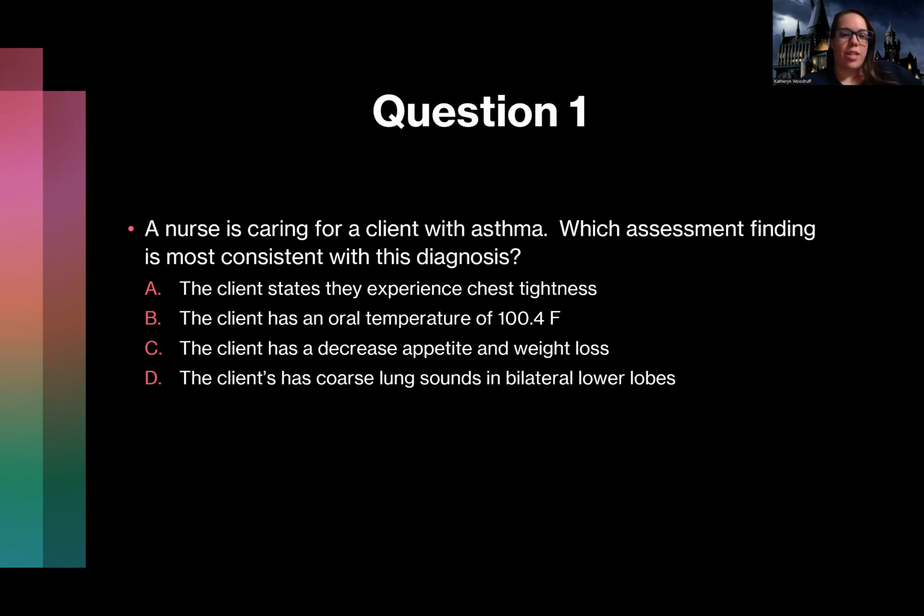Let's go. First question. So this question says, a nurse is caring for a client with asthma. Which assessment finding is most consistent with this diagnosis? So this is a question, and we can ask this in both ways. We could ask, hey, a nurse is caring for a client with asthma, what is consistent with this diagnosis? We could also ask, what is a sign of a problem?